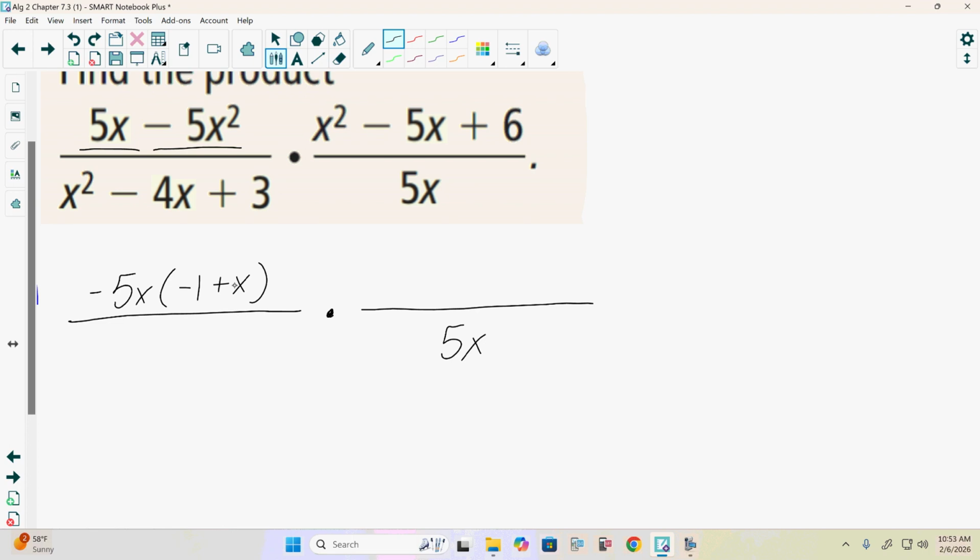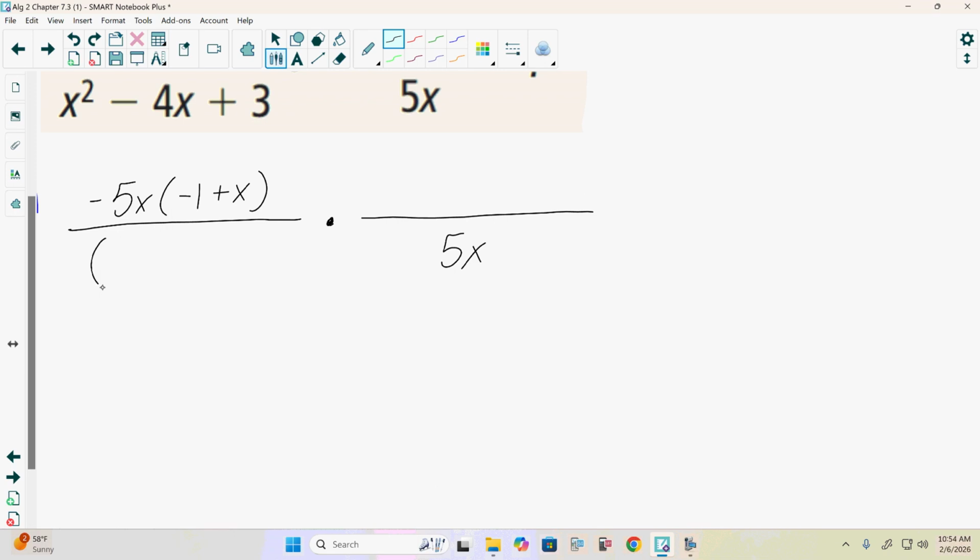Where do we want to go next? X squared minus 4x plus 3 or x squared minus 5x plus 6? Bottom or top? Bottom. X squared minus 4x plus 3. Again, greatest common factor is the first place to look. See if there's a common factor between x squared, 4x, and 3. And well, there's not one. 3 doesn't have a variable. X squared doesn't have a number in front of it. So there's nothing to factor out.